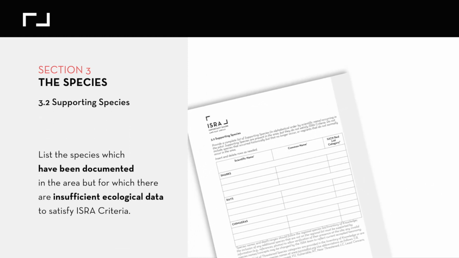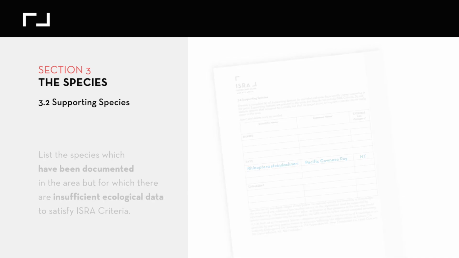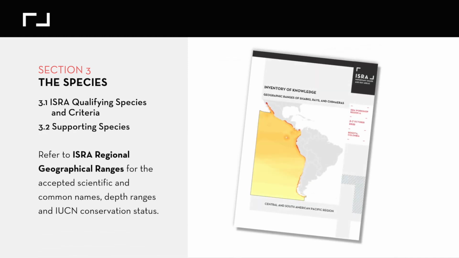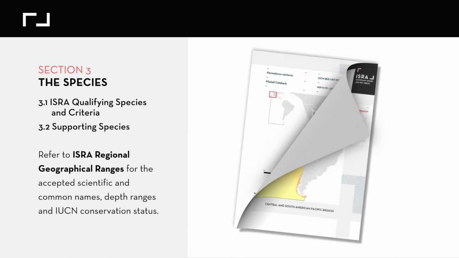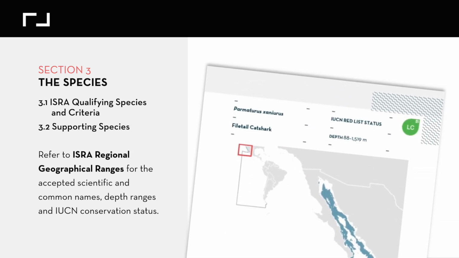The second table lists name and conservation status of the supporting species. This is where you need to list the species which have been documented in the area but for which there is insufficient ecological data to satisfy ISRA criteria. Refer to ISRA Regional Geographical Ranges for the accepted scientific and common names, depth ranges, and IUCN conservation status.